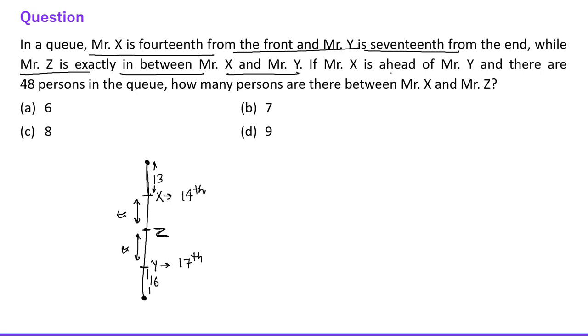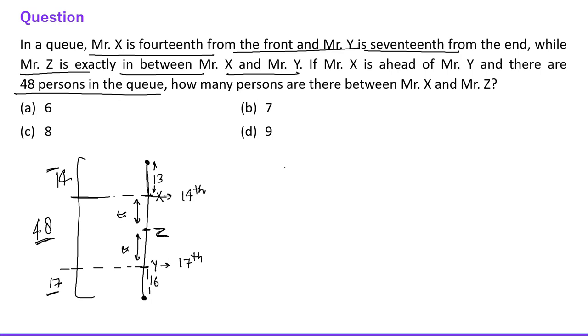48 persons total. So if 48 persons total, then till here there are 14 candidates, and till here there are 17 candidates, right? So 14 and 17 is how many candidates? 14 plus 17, this is 31. And total there are 48. So 48 minus 31 is 17, right? So 17 students are standing between X and Y. So 17 minus 1 for Z is 16 students. 16 by 2 is 8.